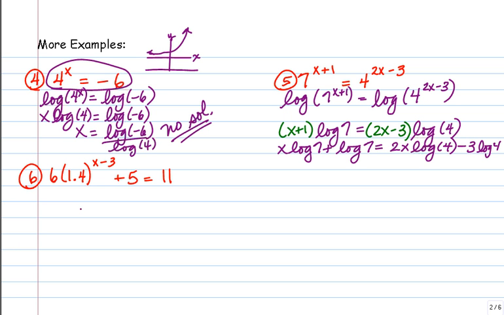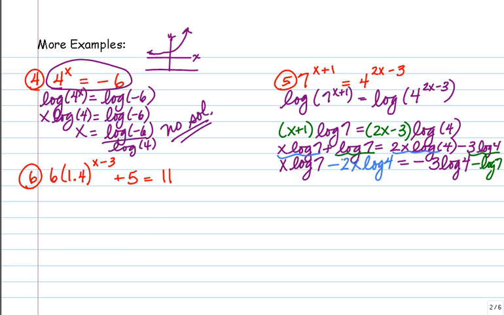Now I need to get everything with x on one side. So we can have, let's say, x log 7, and then we're going to do minus 2x times log 4, and that's equal to negative 3 log 4, and we can do minus log 7. Right, so things that don't have a variable in them can go on one side. The things with a variable need to be on the other side.